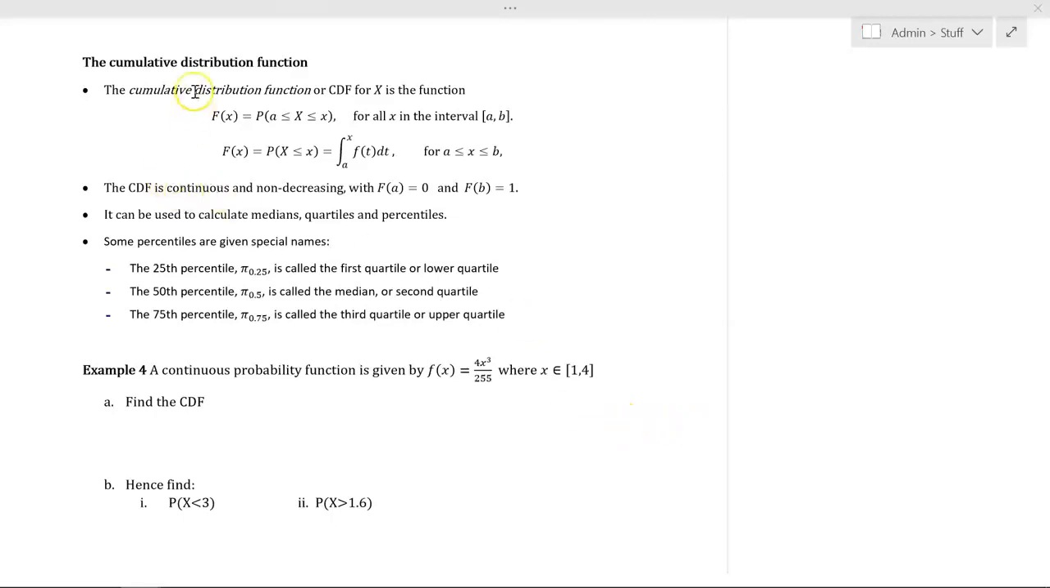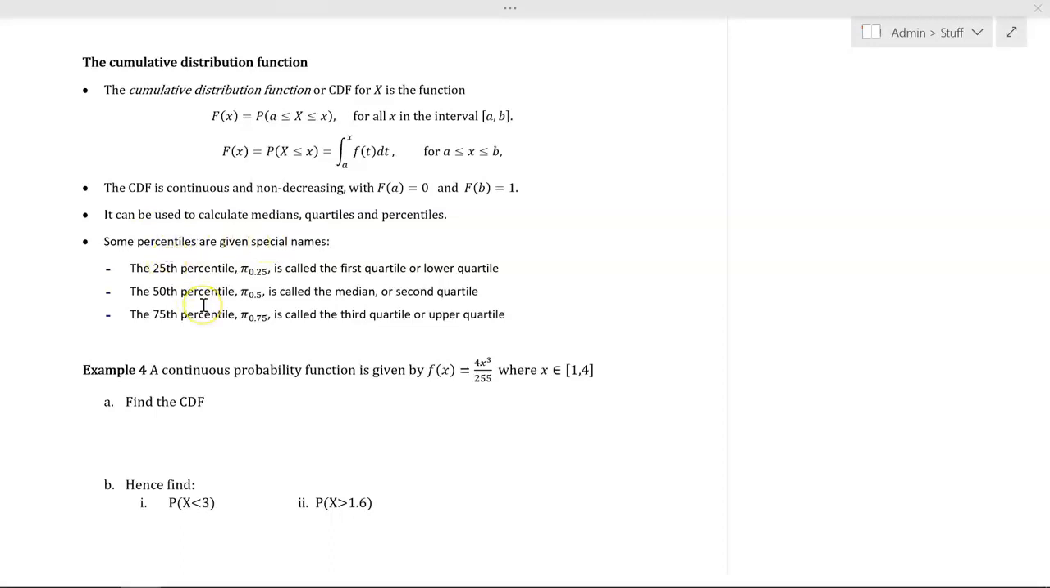Now the CDF, this time for cumulative, is continuous. It's always increasing or flat, so it's non-decreasing. The initial value of it must be 0 because the probability at the start is nothing. And the final value of it, if we go all the way to the end of the interval, should be 1 because we've summed up all the probability functions. So it reminds me of cumulative frequency when we did statistics a long time ago. Now the CDF is really handy for medians, quartiles and percentiles.